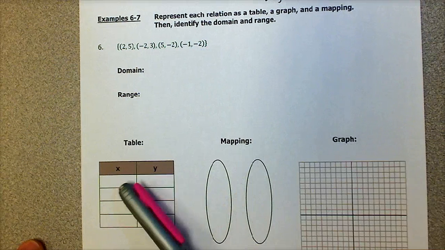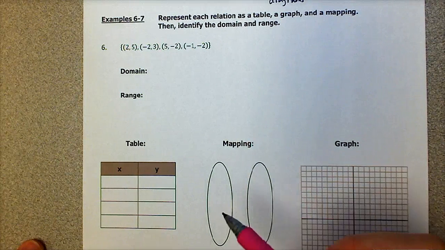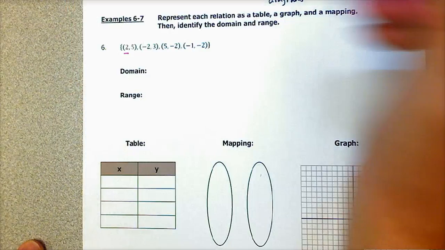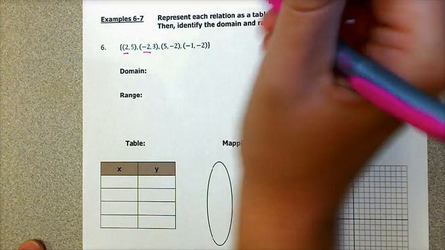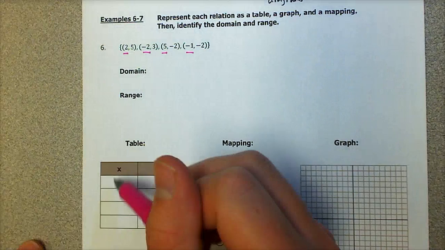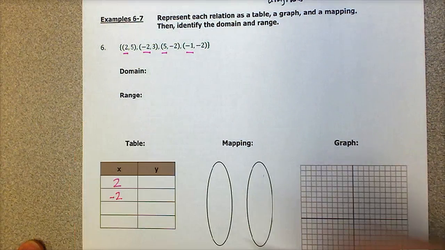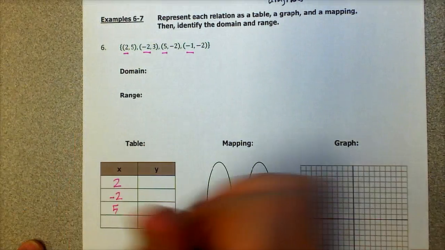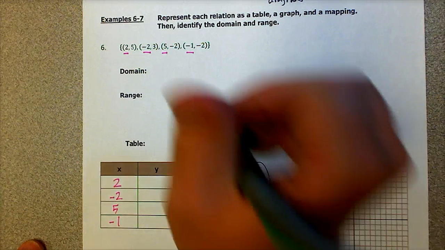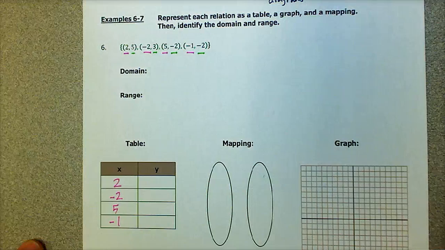Again, this is a relation here, a set of ordered pairs, and I'm going to represent these ordered pairs in a table. So in a table, all you're doing is you're taking each x coordinate. So my x coordinates are 2, -2, 5, and -1, and you're placing them in the x column of your table. So we have 2, -2, 5, and -1. You do the same thing for the y coordinates. Our y coordinates are 5, 3, -2, and -2.